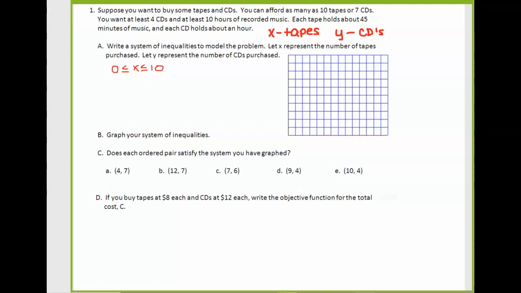And then we want at least 4 CDs, but I can't afford more than 7. So you can have between 4 and 7 CDs. And then we're talking about hours of music. So we have that each CD holds an hour and each tape holds 45 minutes. So 45 minutes is 3/4 of an hour. So we can say that we have 3/4 x plus 1y, so that if you add the number of tapes and CDs you buy together, their total has to be greater than or equal to 10 hours.